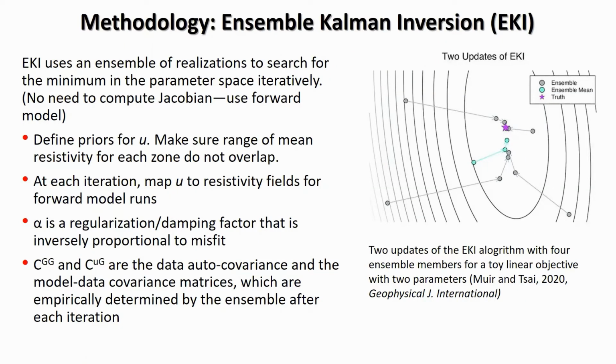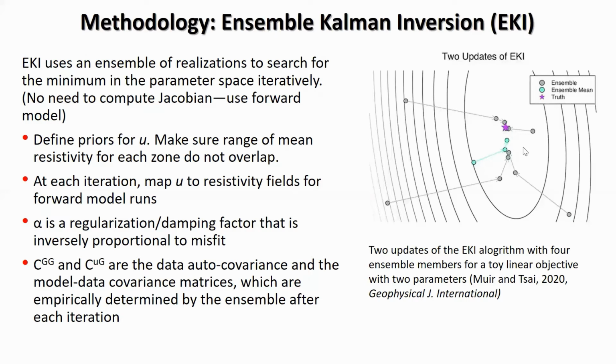At each iteration, we map the hyperparameters to a resistivity field. So we generate a resistivity field from those hyperparameters, and we calculate the forward model for that resistivity field. We use a damping parameter, alpha, and we set that inversely proportional to the misfit. So initially the damping is very high and then it reduces over time. We define two matrices, the data autocovariance matrix and the model data covariance matrix, and these are computed at each iteration.